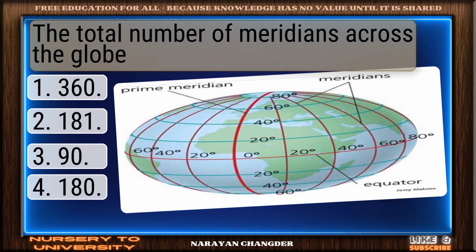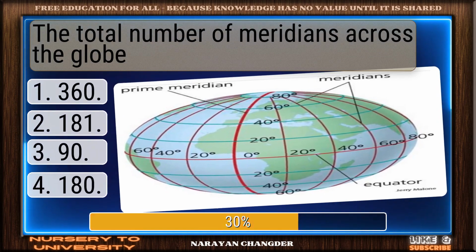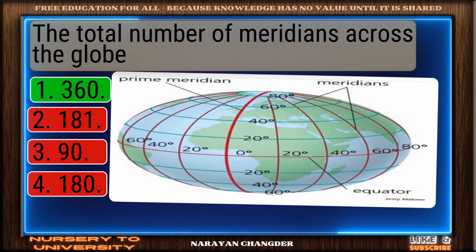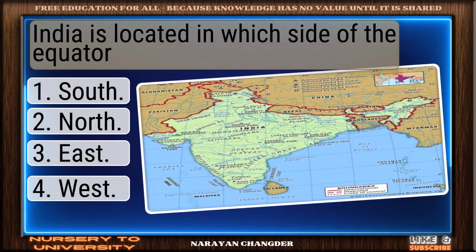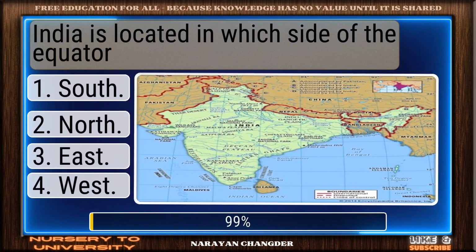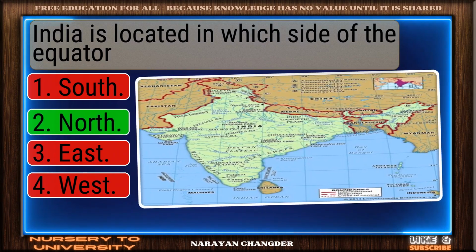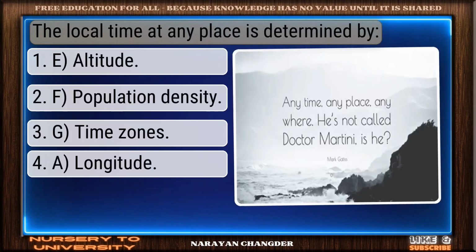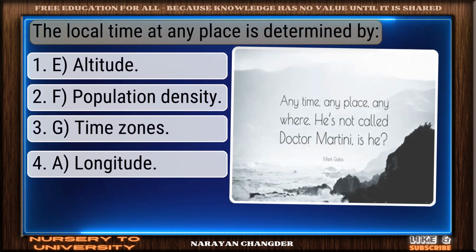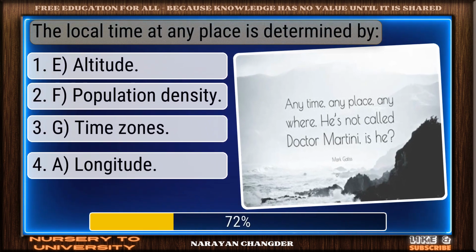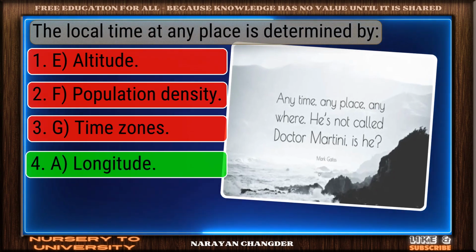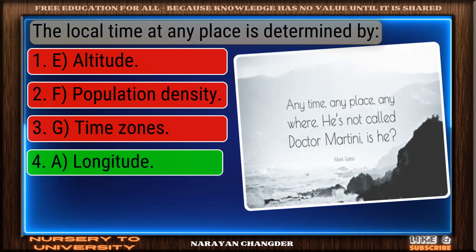The total number of meridians across the globe. Exactly. 360 makes sense and it is the right choice. India is located in which side of the equator? Right again. North is a valid answer. The local time at any place is determined by... Correct response. A longitude is the most accurate answer.